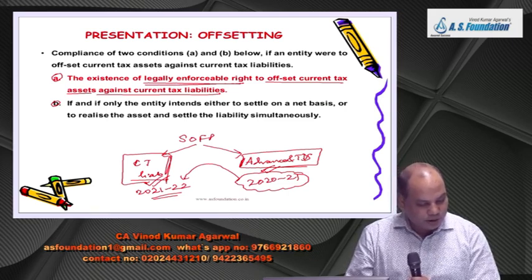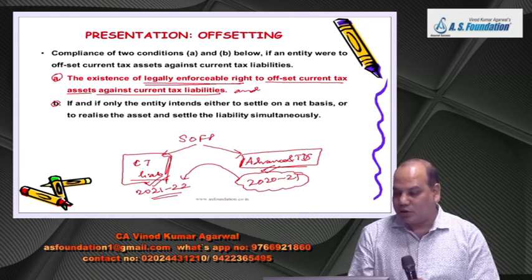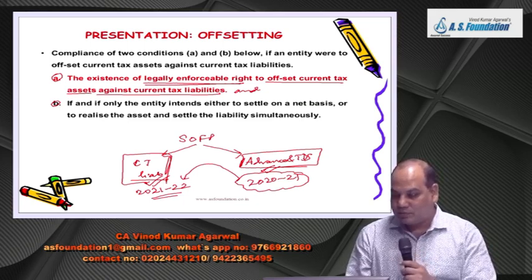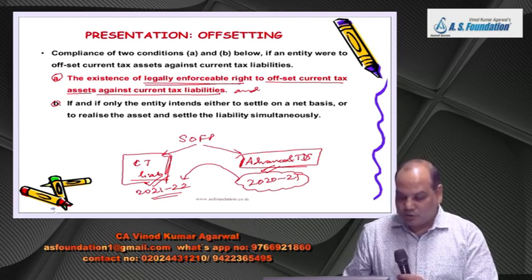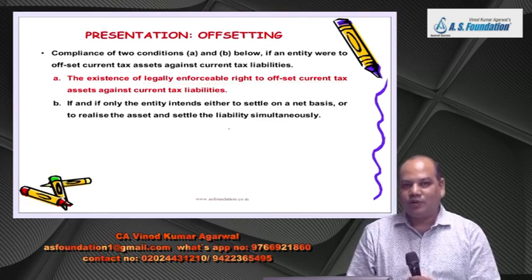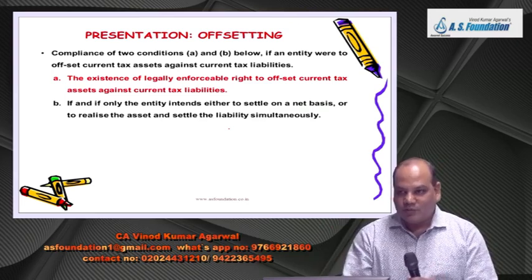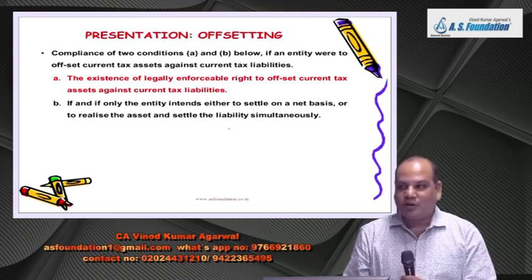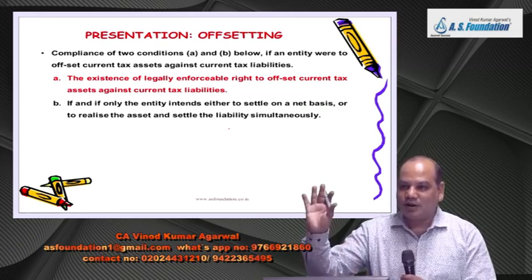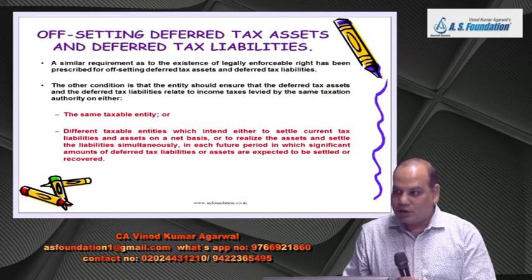Next is, if and only if the entity, and there is an 'and' also written here, if and only if the entity intends either to settle on a net basis or to realize the asset and settle the liability simultaneously. Not only must you have a legally enforceable right, but you must also intend to settle on a net basis. Normally in India, people intend to settle on a net basis only. At the end of the year, once the year is over, I calculate my tax liability, see how much advance tax and TDS I have paid, and then file a self-assessment tax, which is the net amount that I have to pay, or I will claim a refund. So in that case, I can show the net amount.